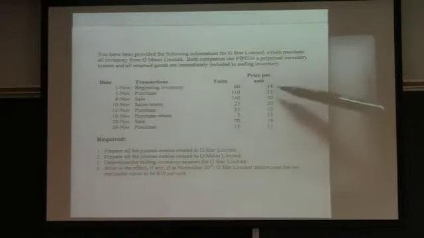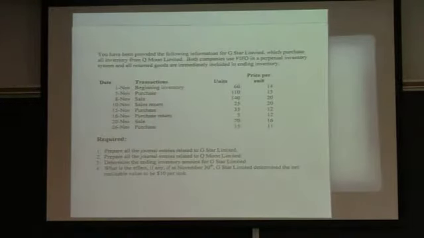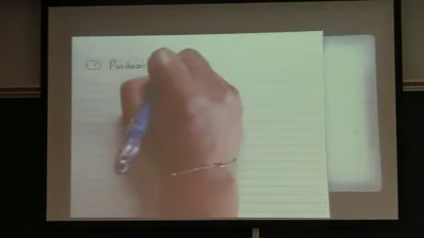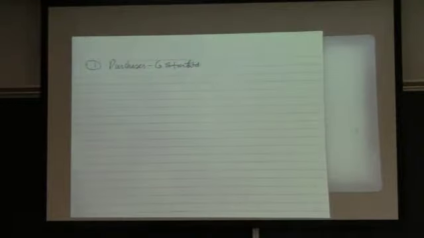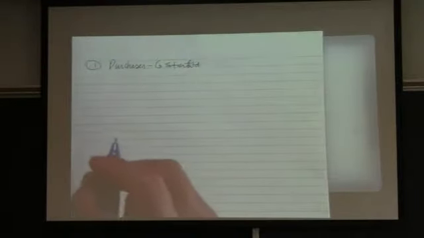The first one says they had a beginning inventory of 60 units at $14. There are usually no transactions related to that. But on November 5th, there was a purchase. So let's take a look at that purchase. We're going to look at it only from the purchaser's perspective, and this is G-Star Limited. Okay, and we're doing the perpetual inventory system.